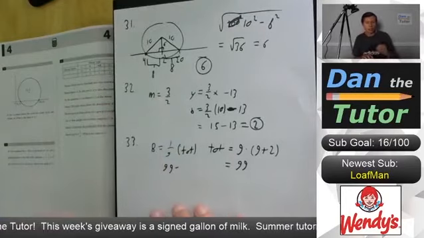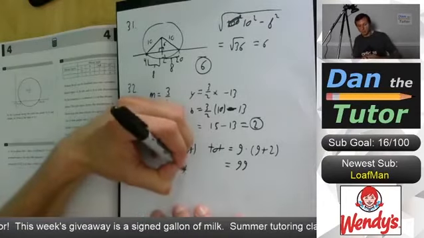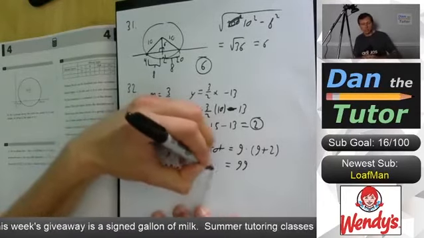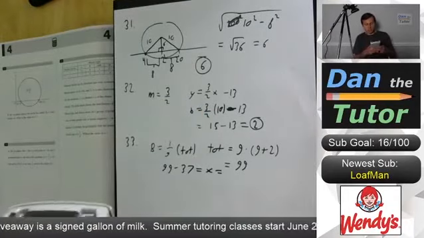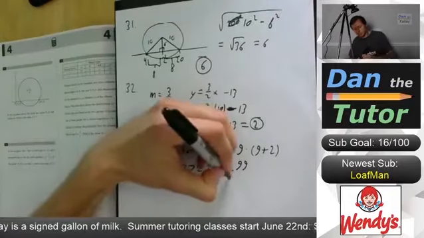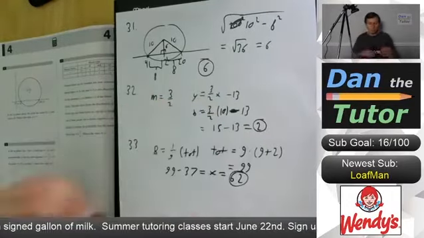99 minus 37, which is the other blood type O, is going to equal X, which is going to be 99 minus 37, 62. Cool.